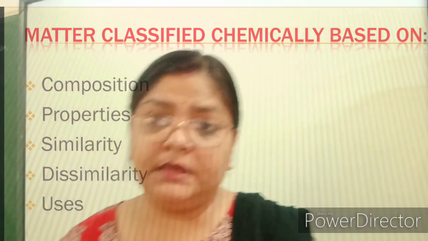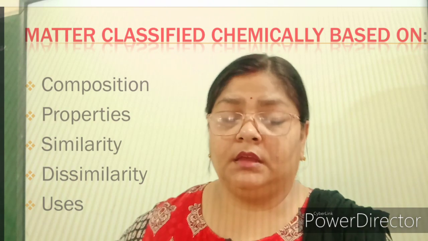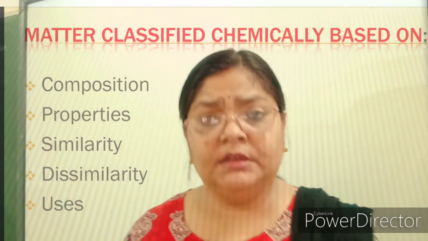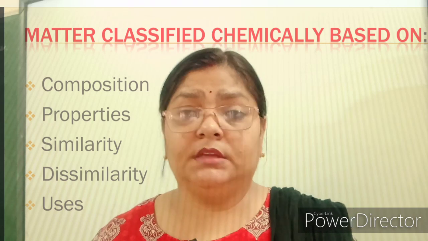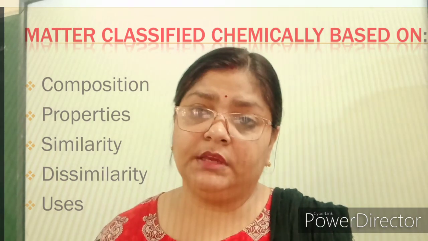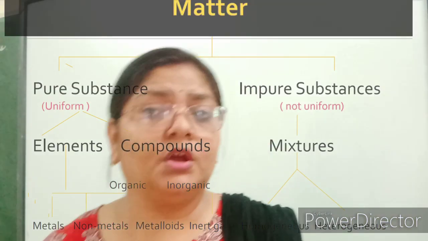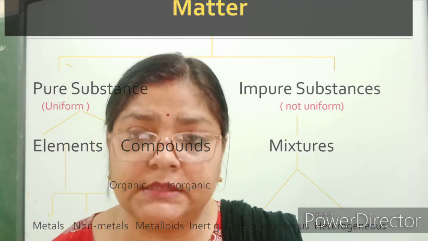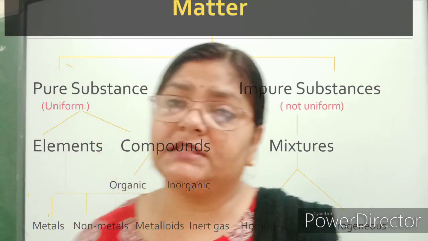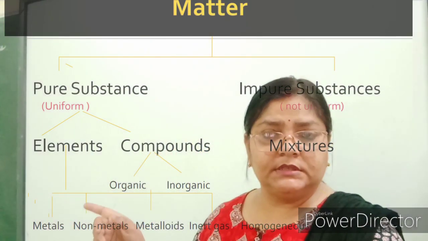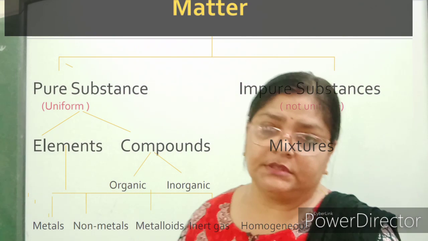Now, matter can be chemically classified into various categories based on its similarity, its dissimilarity, its uses. Okay, so what we'll study today is the classification of matter based on its chemical composition. So based on chemical composition of matter, it is broadly classified into two groups: pure substances and impure substances.